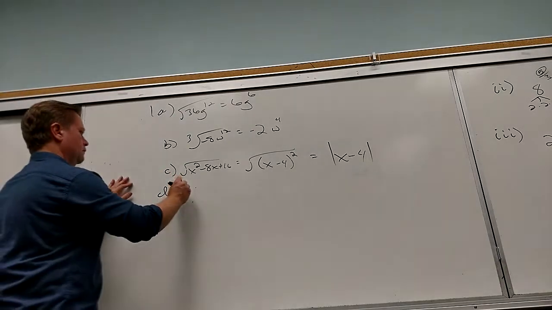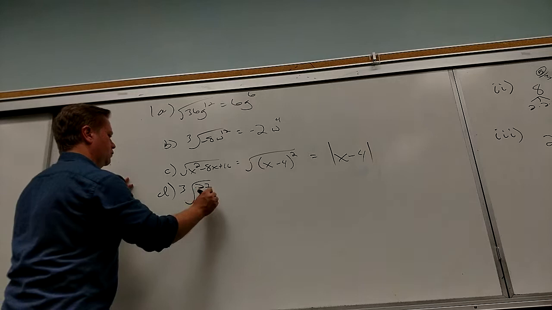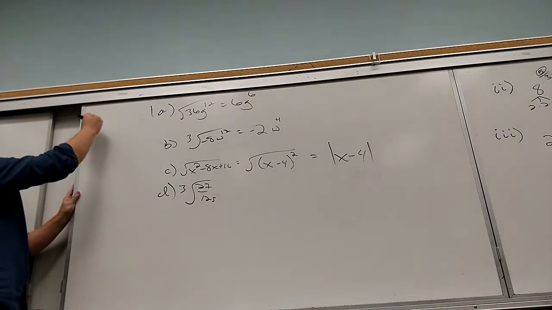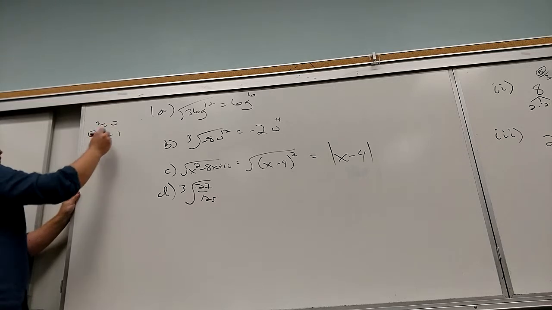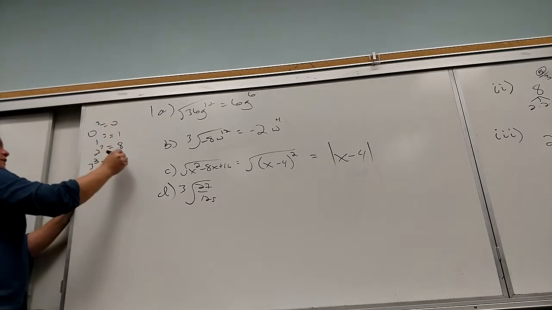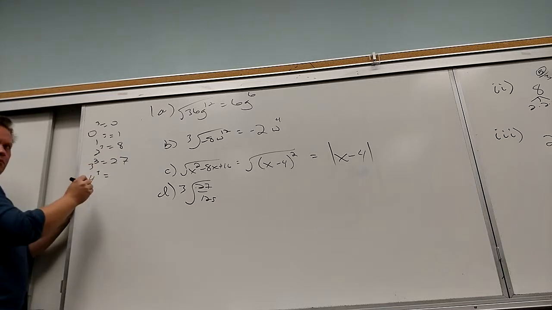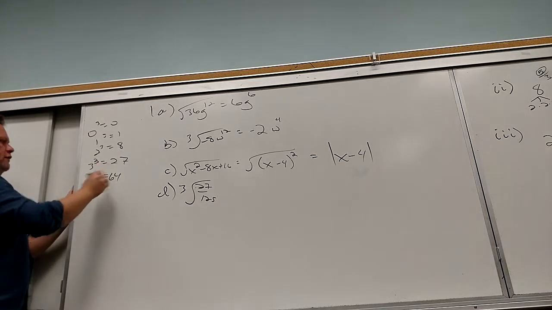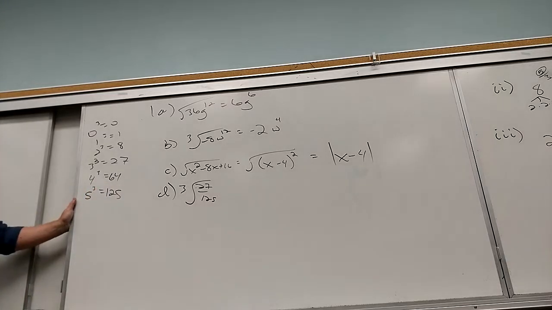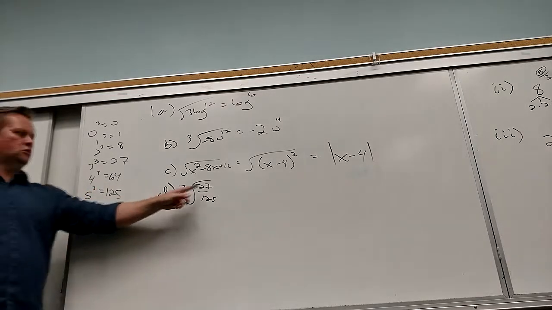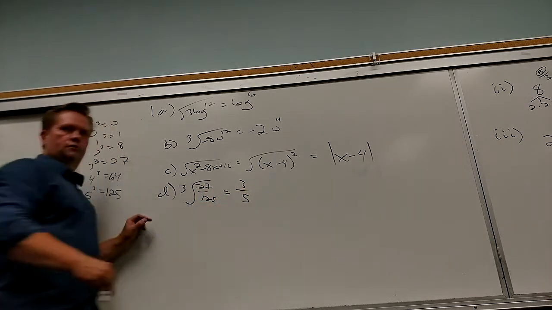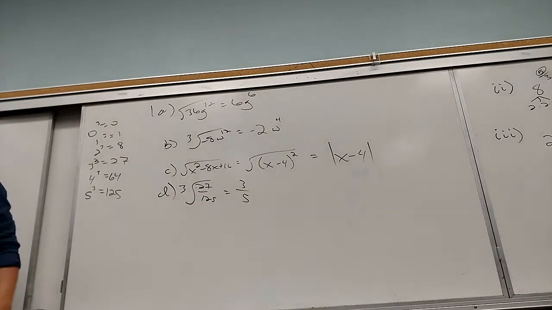Oh, there's a really cool one. Listen, guys. 0 cubed is 0. 1 cubed is 1. 2 cubed we know is 8. What's 3 cubed? 27. What's 4 cubed? 64. What's 5 cubed? 125. I like it. So at least know up to 5. So what's the cube root of 27? 3. Over the cube root of 125? 5. Done.